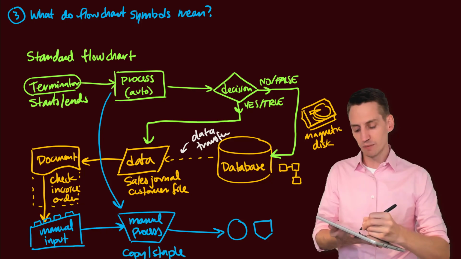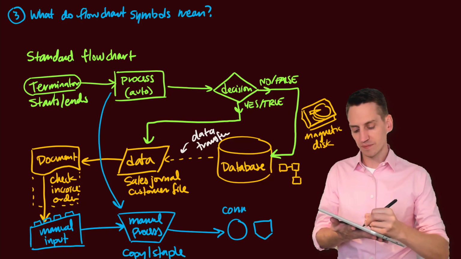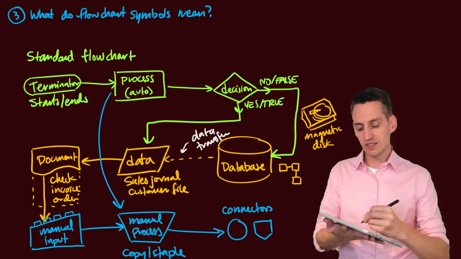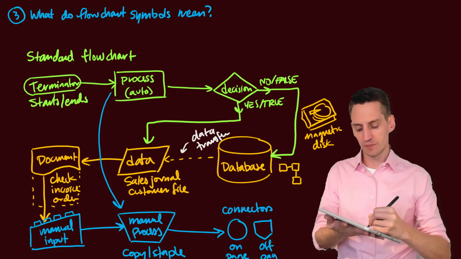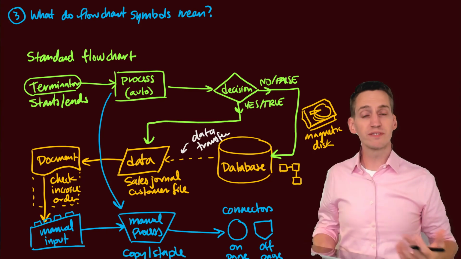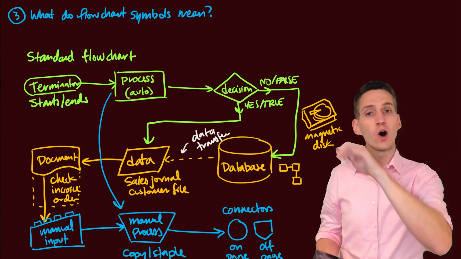And then these last two symbols are called connectors. If it's a circle, we're going to connect to something that's on the page. If it looks like a home plate here, this is going to be an off-page connector. These connectors are used to simplify a diagram so you don't have lines going all the way over your page.